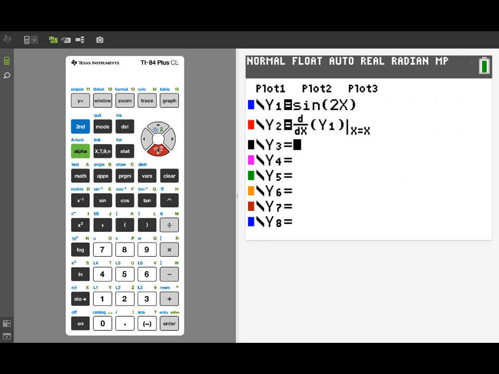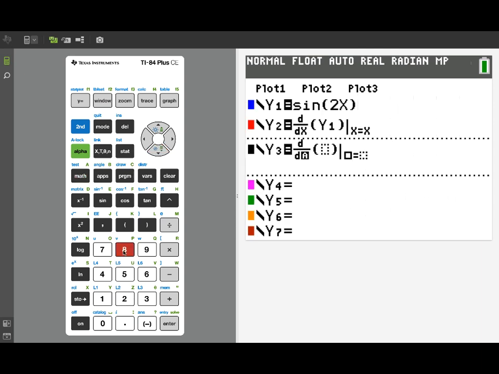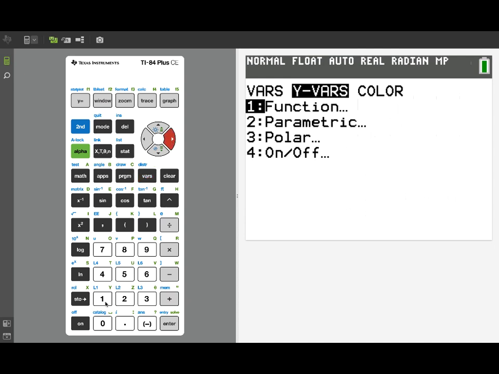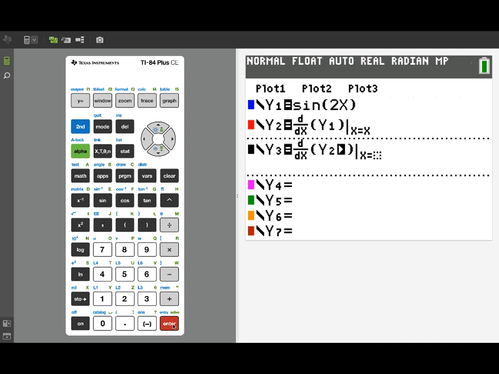Now we can even go out a step further and think about what the second derivative's graph would look like. We can accomplish that by simply taking the derivative of the derivative. So in y3, I've pulled up nderiv. We're going to take the numerical derivative of the function y2 this time. So the derivative of the first derivative will give us the second derivative.